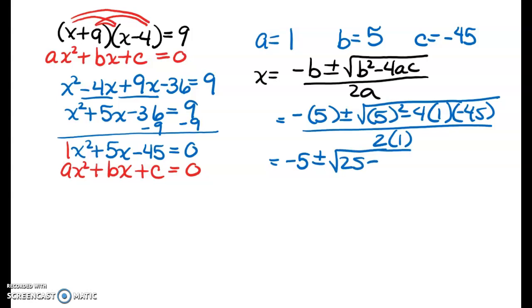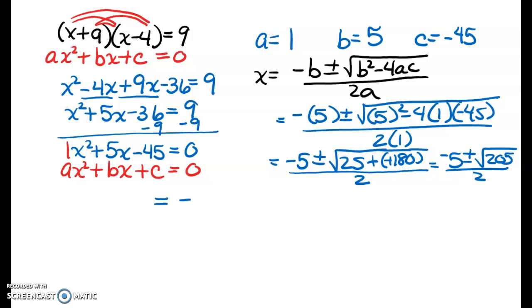And I get 4 times 1 is 4 times a negative 45. That's 180, negative 180. And I know that a double negative is a positive. So when I reduce this and I actually add those two numbers, I get 205 under my radical. Okay, so how does 205 factor?